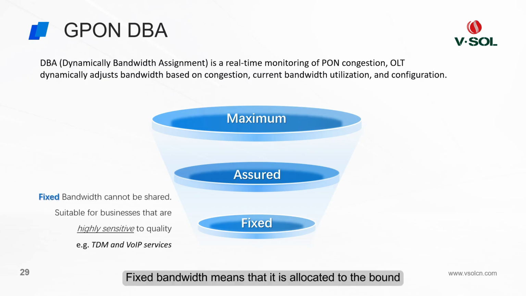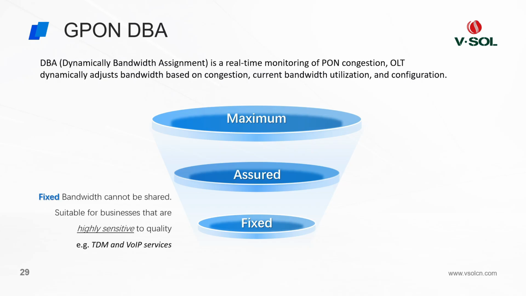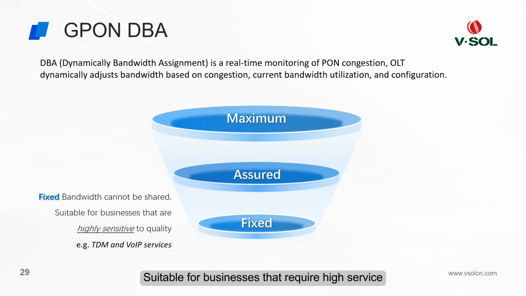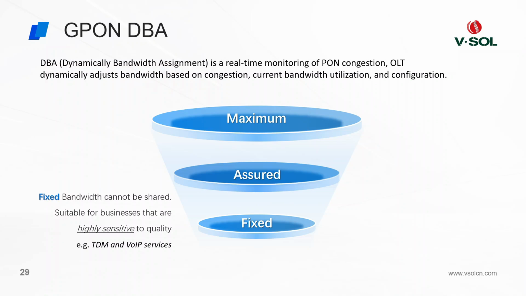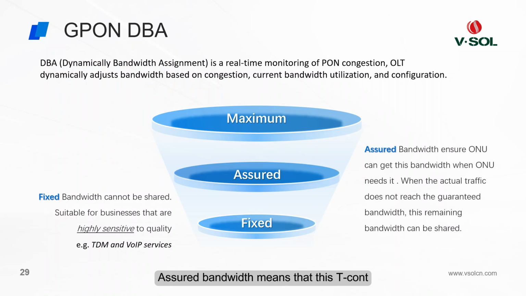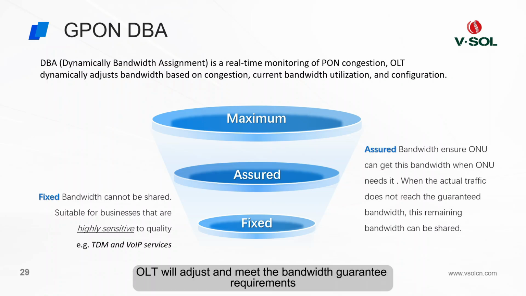Fixed bandwidth means that it is allocated to the bound ONU TCONT and cannot be shared with other TCONTs. Suitable for businesses that require high service quality, such as TDM and VoIP services. Assured bandwidth means that this TCONT has priority access to this portion of bandwidth. When the TCONT requires bandwidth, the OLT will adjust and meet the bandwidth guarantee requirements.